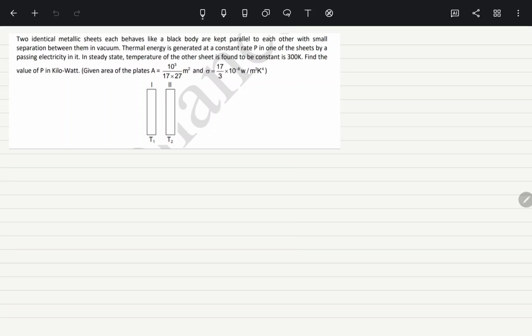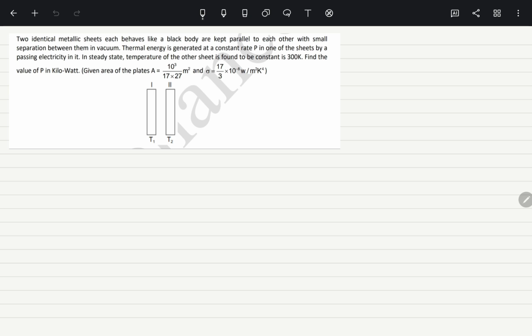Let's see here. Two identical plate sheets, each behaving like a black body, are kept parallel to each other with small separation between them in vacuum. Thermal energy is generated at constant rate P in one of the sheets by passing electricity in it. So we are providing the extra power through electricity. In steady state, the temperature of the other sheet is found to be constant at 300 Kelvin. Find the value of P in kilowatt.